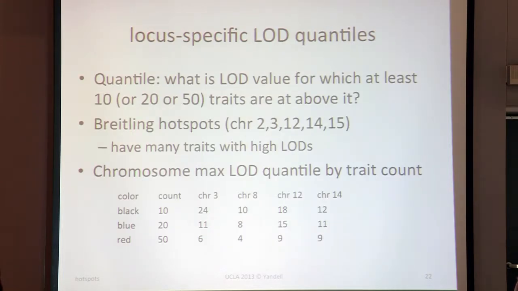So if we're looking at the maximum LOD quantile by trait count, for counts of 10, we get 24 on chromosome 3. These are the heights of the peaks. And as you look at higher counts, they go down.